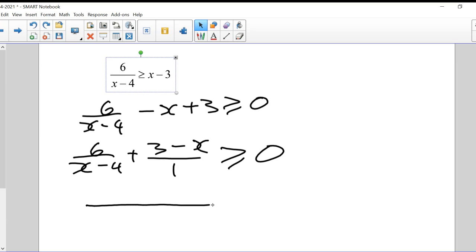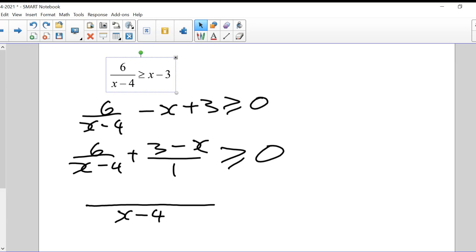What would be a good common denominator? Can anybody suggest a good common denominator that we could use? So x minus 4 times the 1, and then do the same thing on it. Okay, all right, so we'll do that. x minus 4.